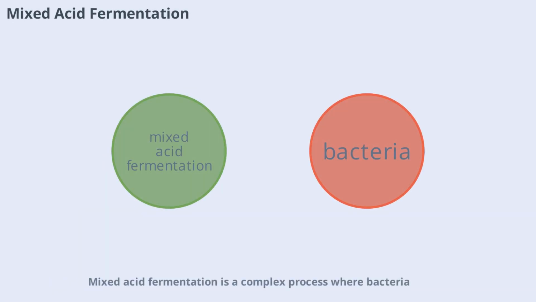Mixed acid fermentation is a complex process where bacteria produce a variety of acids and gases from sugars. This type of fermentation is common in certain bacteria found in the human gut and in industrial waste treatment. The diversity of end products makes mixed acid fermentation important for both environmental and industrial applications.